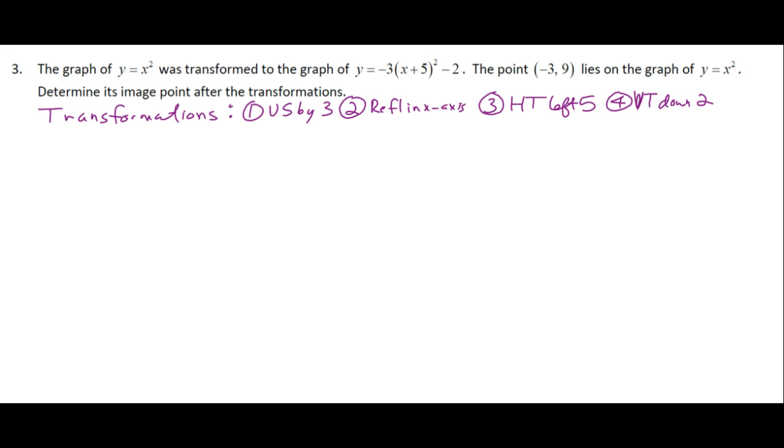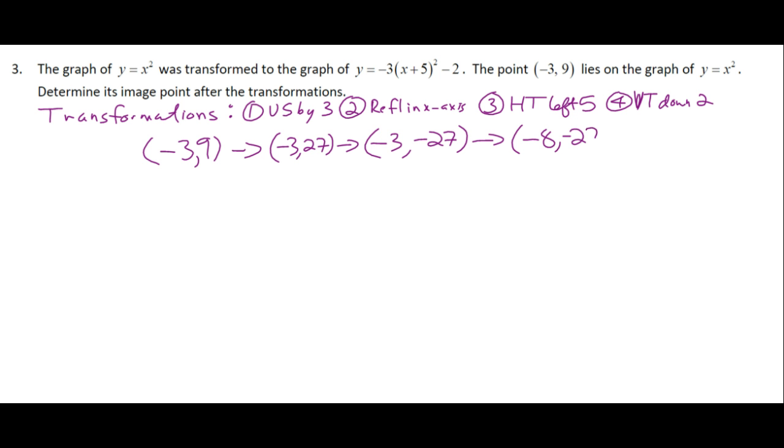Okay, well, we've listed those, so let's take our point, which was what? Negative 3, 9. And let's just go along here. And so negative 3, 9 becomes what? For this vertical stretch, negative 3, 27. Which becomes what? Okay, there we go, right?